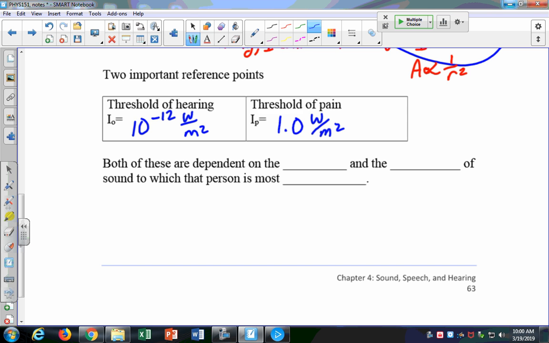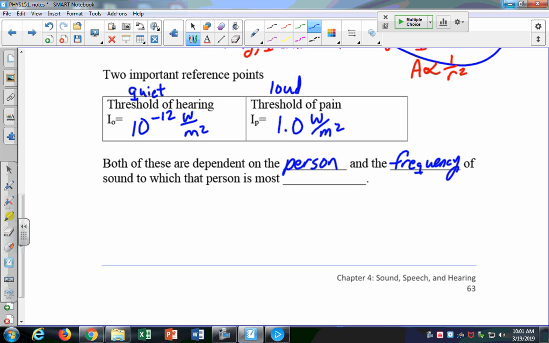Both of these are dependent on the person and the frequency. Although I don't like using low and high. This is quiet and loud. I did use low and high, and I'm sorry, because we usually use low and high for frequency. Anyway, so that's our quiet or loud.